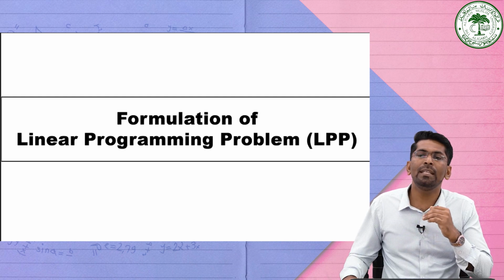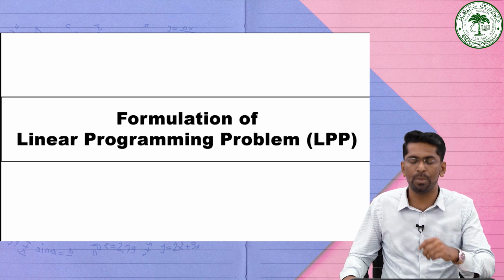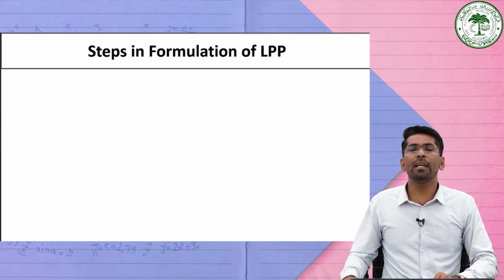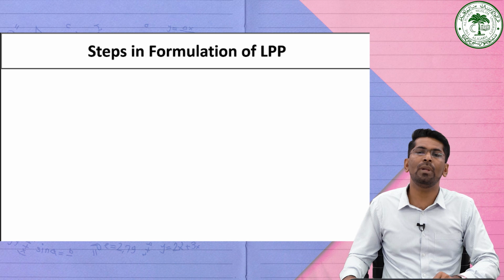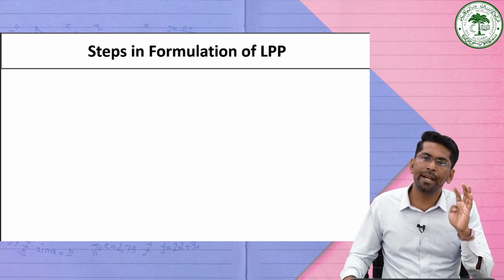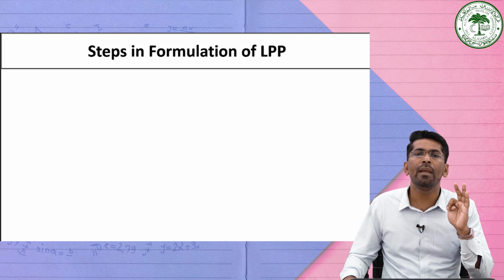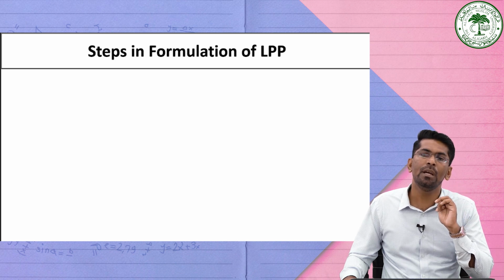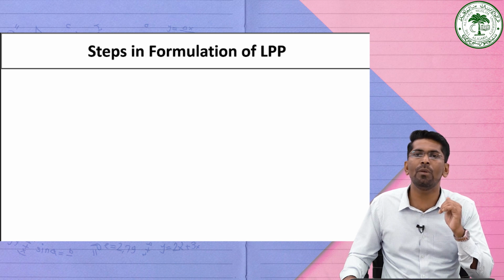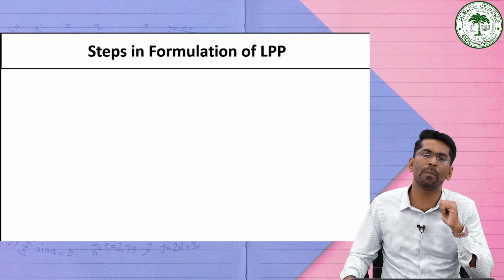So today we will discuss the stepwise procedure to formulate a problem by taking a particular example. What are the various steps in the formulation of a linear programming problem? It involves various steps which mainly include defining the decision variables, identifying the objective function, and identifying the various constraints. So here we will discuss the general outline of the steps involved.